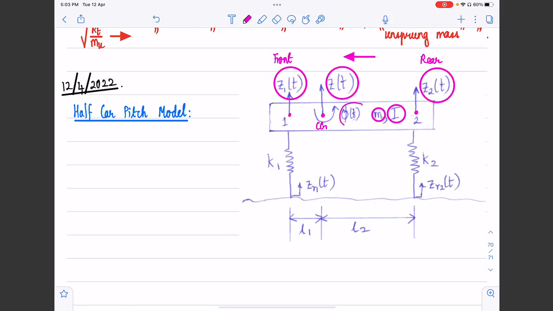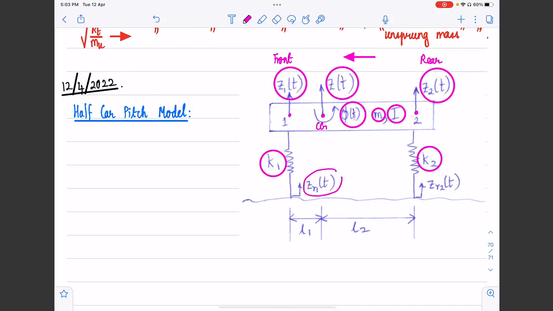Phi t is the pitch angle of the vehicle. We can have pitch angles, particularly when we brake or accelerate, and even when we go on uneven terrain, the vehicle is going to pitch. That's what we are going to look at. K1 and K2 indicate the front and the rear suspension stiffness respectively.